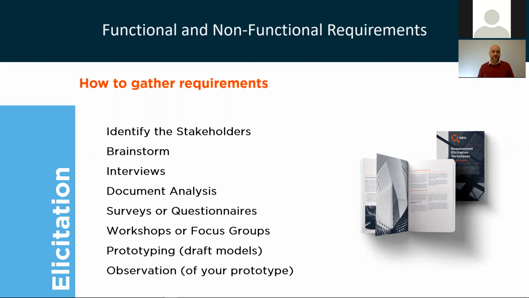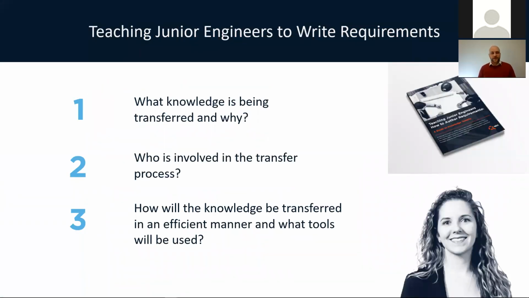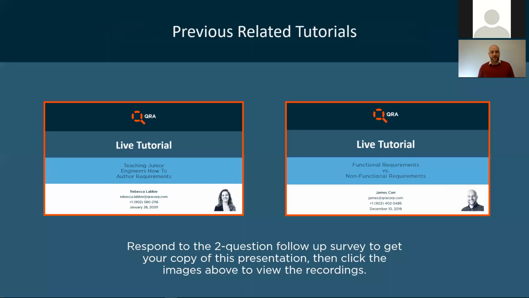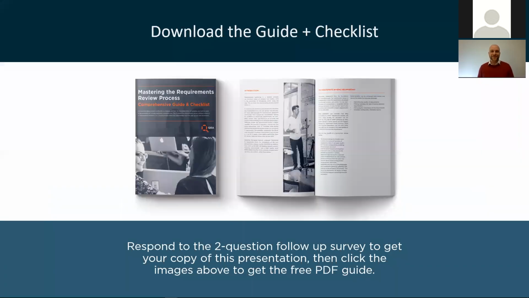So with functional versus non-functional, we covered how to gather requirements, so different methods that you can use in the process of developing your original requirements document. Then Rebecca hosted hers on knowledge transfer and how to teach junior engineers how to write requirements, which also acted as sort of a crash course on requirements engineering yourself as well. So please do, if you haven't checked those out, feel free when you get that presentation to check those out as well. This is kind of a natural next step to those, but certainly you don't need to have those as a prerequisite for what we're going to talk about today, which is mastering the requirements review process.